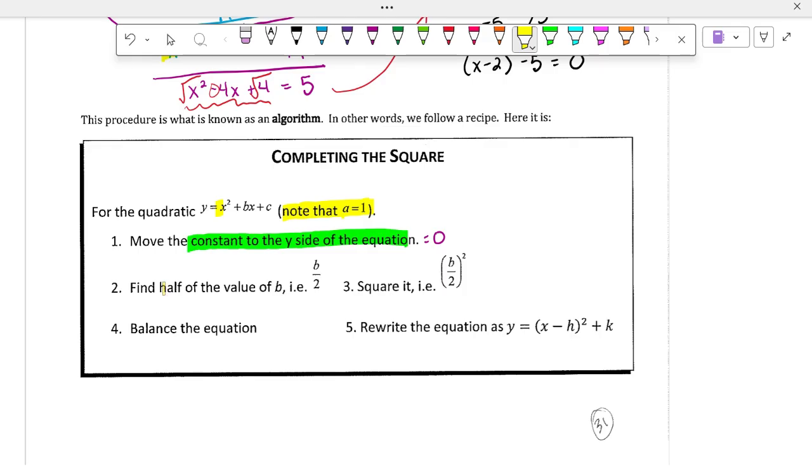Then you half the value of b. So you do b over 2. You square it. So b over 2 squared. You balance the equation. So remember, whatever you add or subtract to one side, you've got to do to the other. And then we just got to move that constant that we have on the other side back over to look like this.